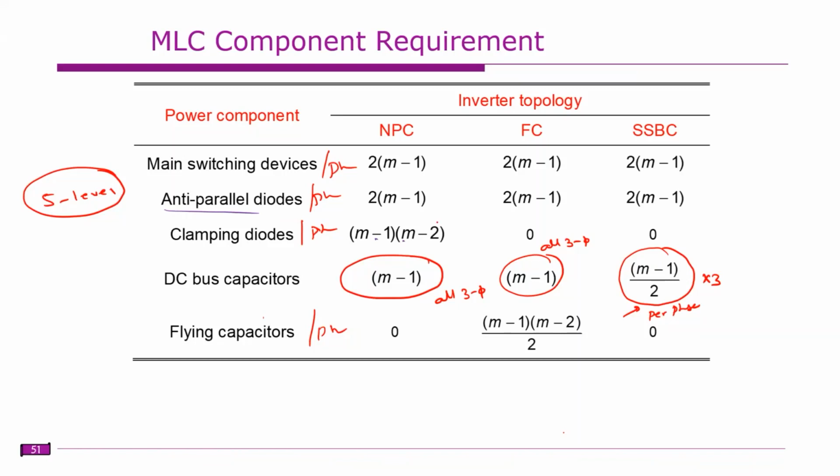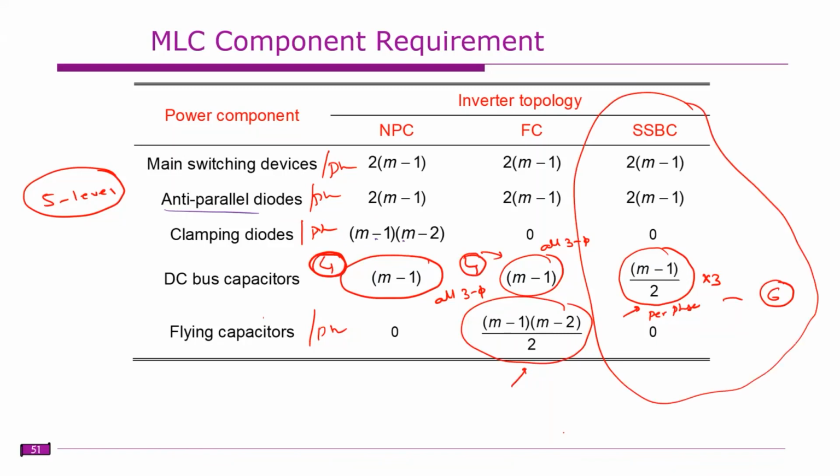The neutral point clamp, you require this much of clamping diodes. In case of flying capacitors, you require this much of flying capacitors, right? Here the only thing is that you require 4 isolated DC sources, but you require 6 isolated DC sources. On an overall note, the CHB requires less number of components when compared to the 5 level flying capacitor or neutral point clamp.